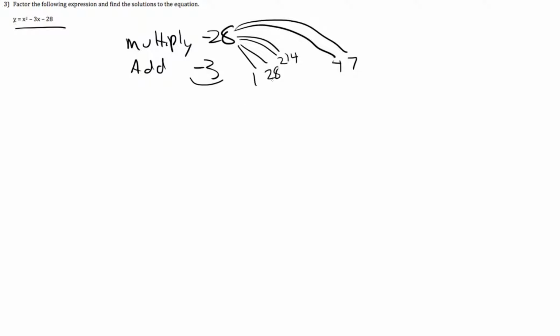So negative 28 and positive 1 do not add to give me negative 3. Negative 14 and positive 2 do not add to give me negative 3. But negative 7 and positive 4 do add to give me negative 3. So those are my numbers. I get x minus 7, x plus 4. Because again, finding the numbers is just the first step.